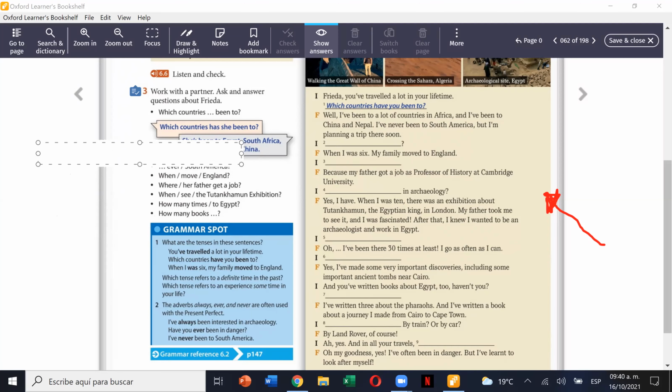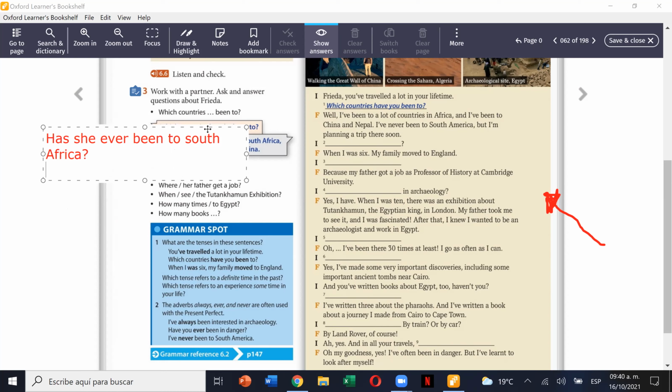Number 2 quedaría entonces has. No todas son con present perfect, unas pueden ser con el pasado simple. ¿Ya? Has she ever, ¿qué sería? Nos falta el verbo aquí importante. Has she ever been to South Africa?